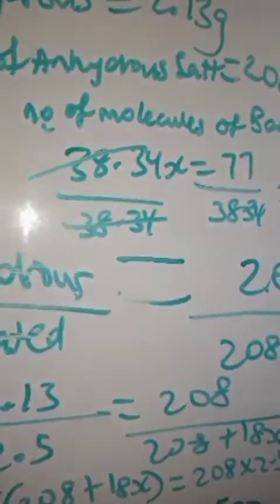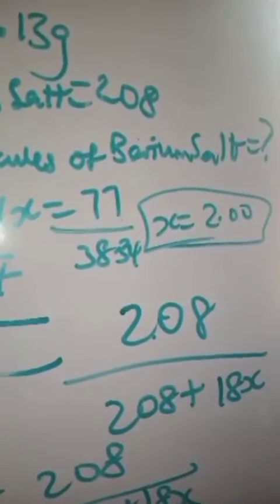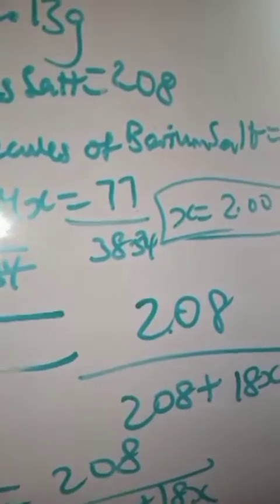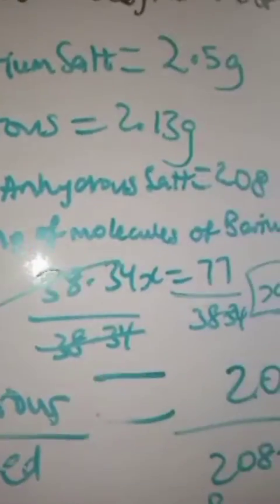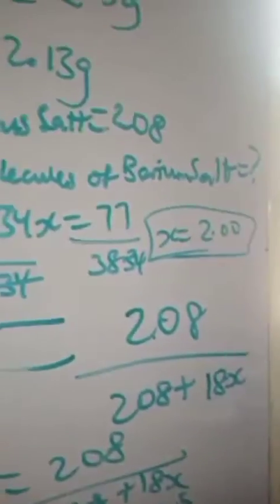So x is equals to what? 2.00. Yeah, so that's just that. x is equals to 2.00. So the number of molecules of water of crystallization is what? Is 2. Yes.